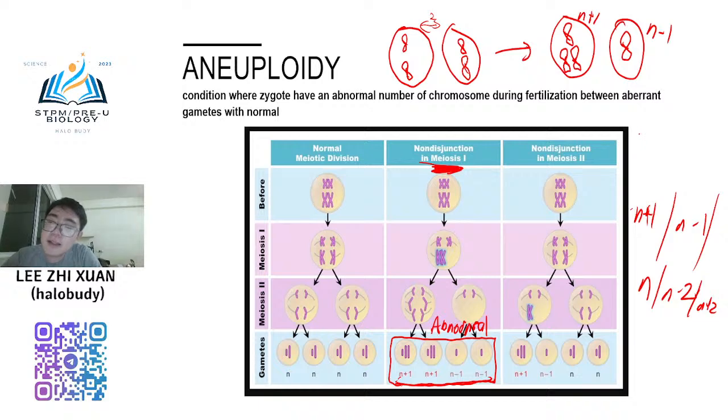Maksudnya salah satu in human, salah satu adalah 24 ataupun 22. Yang tak ada 23 punya. The normal one is 23, right? N is 23, normal one. But when non-disjunction occurs in meiosis 1, either N equals 24 or 22. Dia tak ada 23 normal punya.